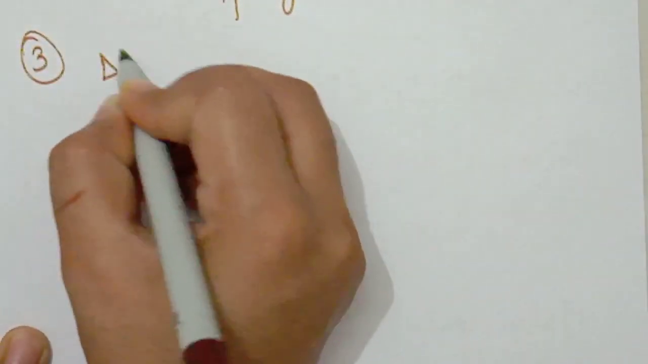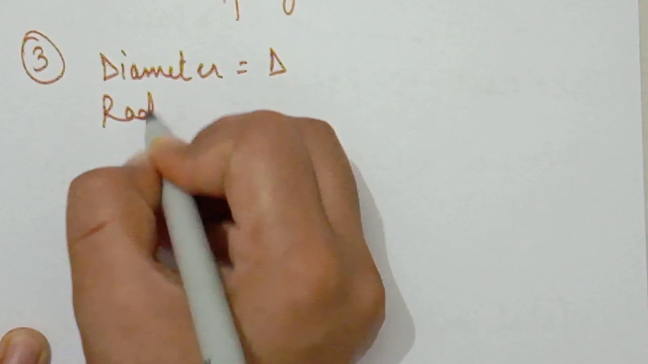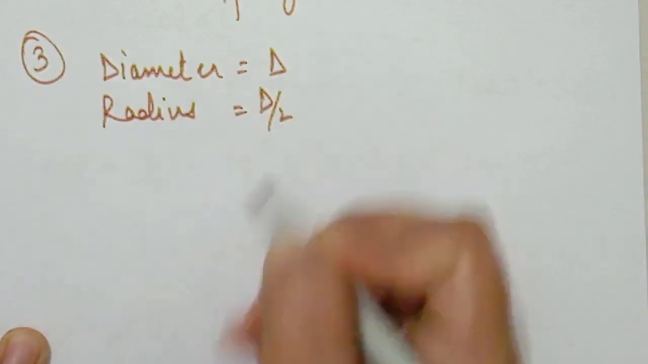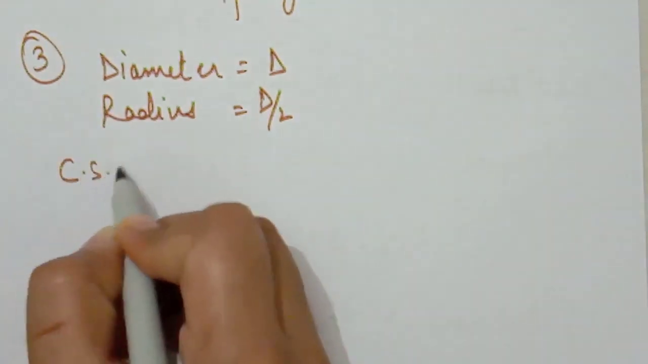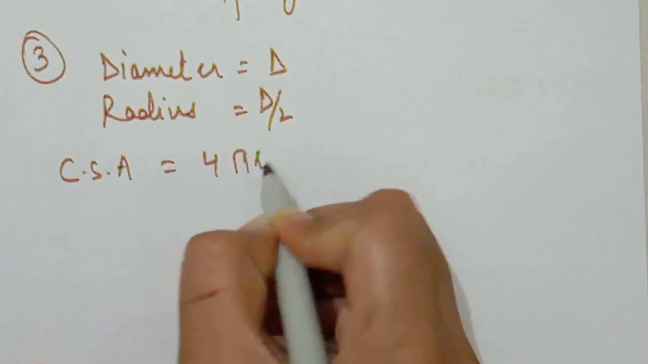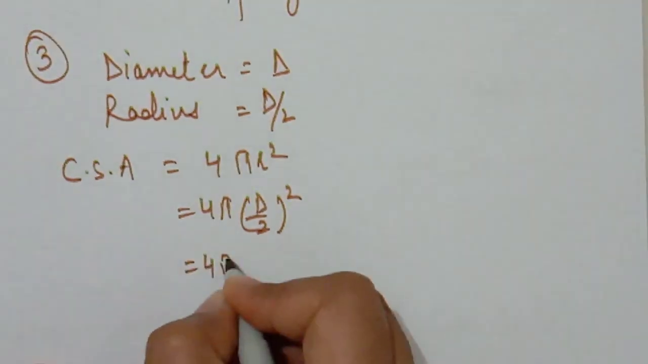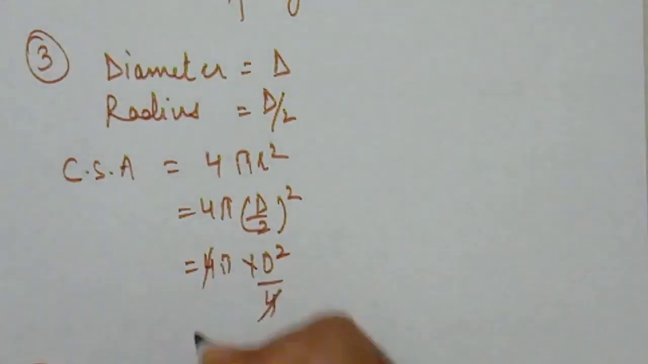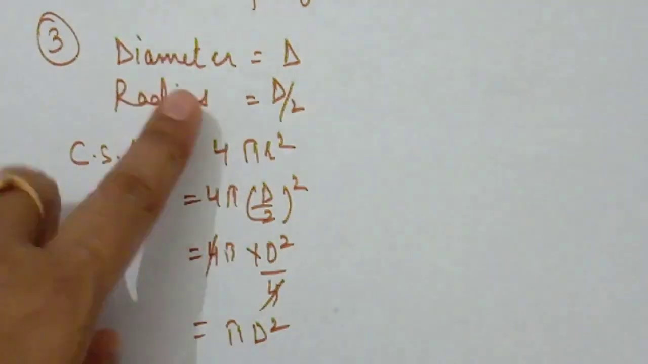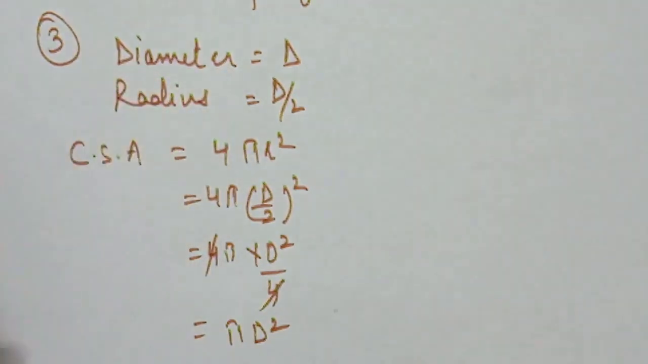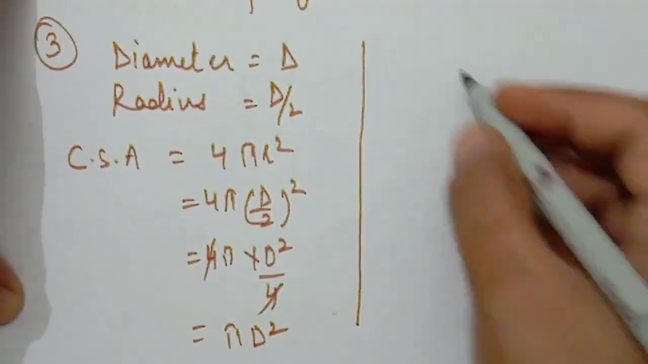First of all we will take that diameter of the sphere is d. So the radius of the original sphere is d by 2. The curved surface area of sphere is 4 pi r square. It means 4 pi (d by 2) square. It means 4 pi d square by 4, and then it is pi d square. This is the original curved surface area of the sphere when the diameter is d and radius is d by 2.